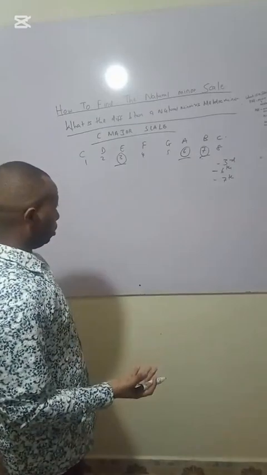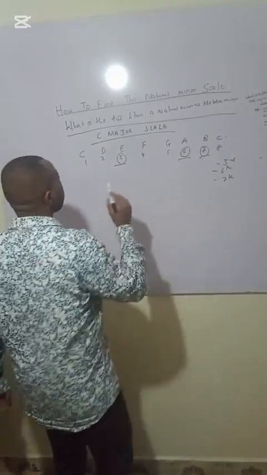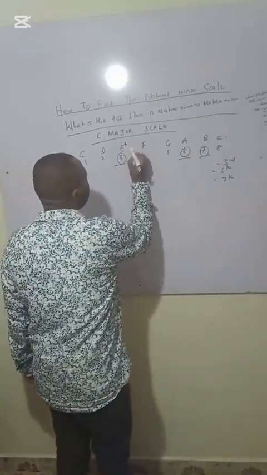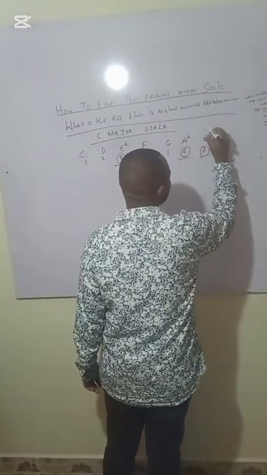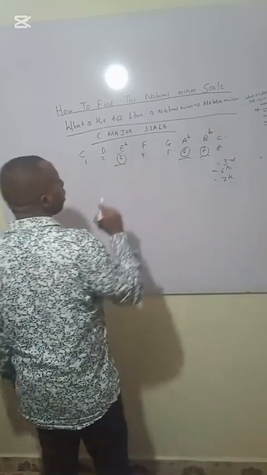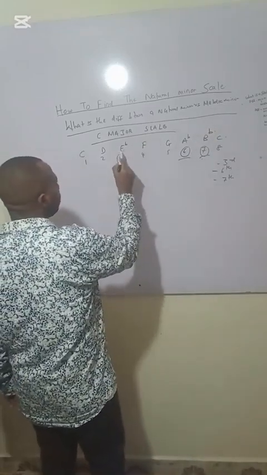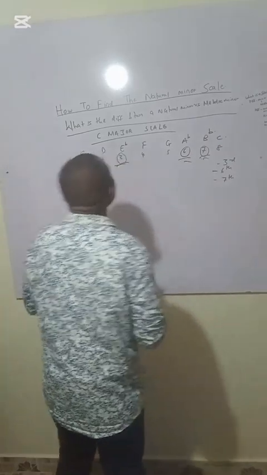Very, very easy, guys. So this is going to be E flat, this is going to be A flat, and this is going to be B flat. So for you to find the natural minor scale, just flatten this, this, and this.